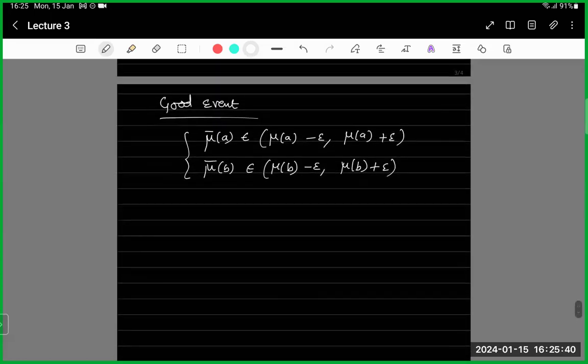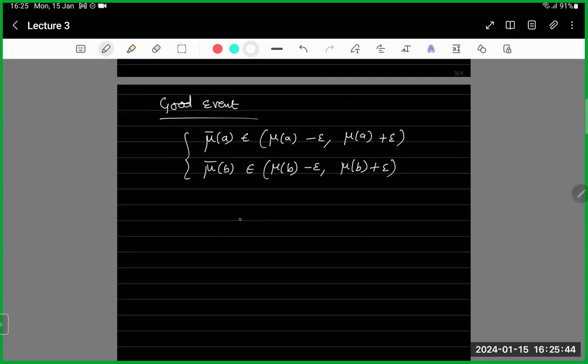Let's assume that B is the best arm according to the true mean. Let's say this is our real line, and the true mean of A, mu of A, is here. Let's say this is increasing, and mu of B is here. Since mu of B is the best arm, we have some interval around A and some interval around B.